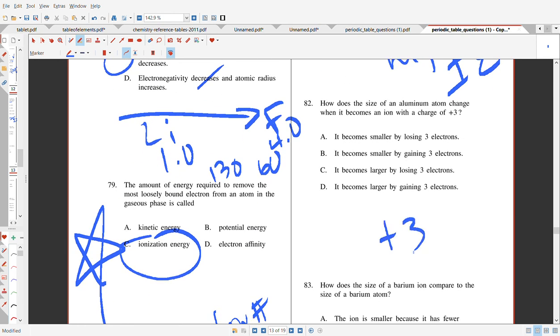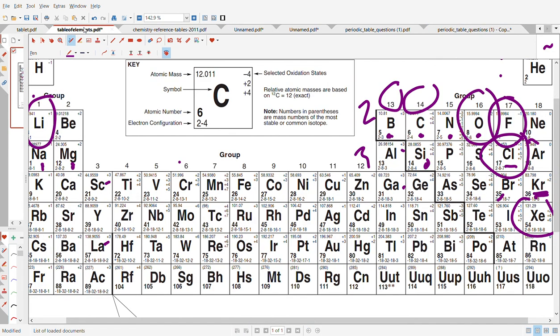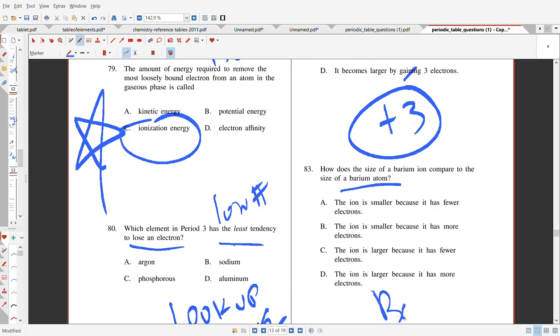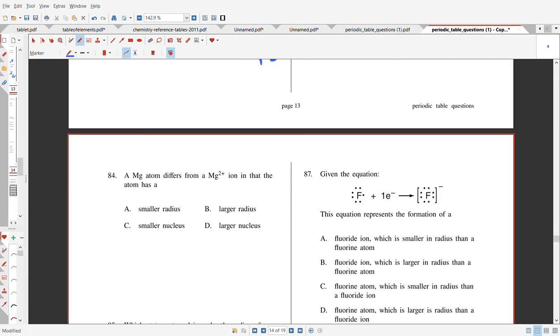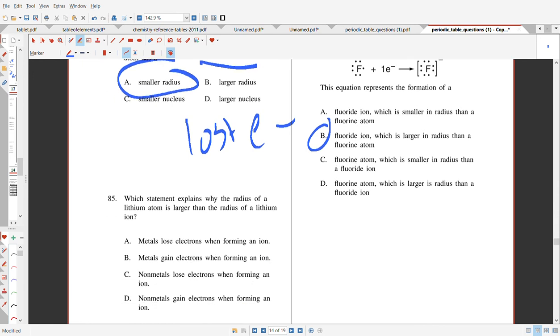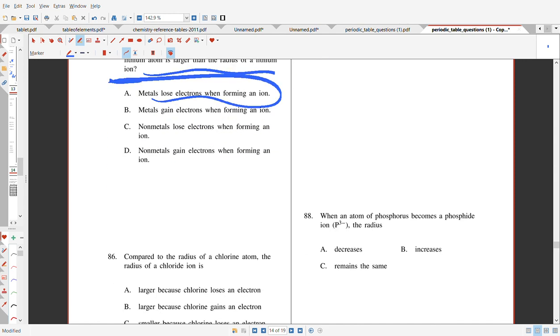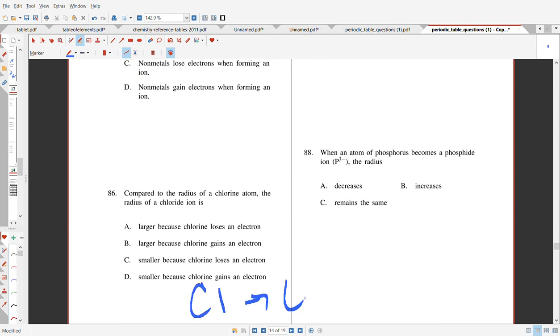Now, when you do +3, that means you lost 3 electrons, and you're smaller. What about barium? Let's look at what type of ion barium is. Barium becomes +2. So the ion is smaller because it lost electrons. Same thing here, Mg2+ lost electrons, so its radius is smaller. Here you gained an electron, so it's a bigger radius. Why is the radius of lithium larger than its ion? Because metals lose electrons, so they get smaller. Chlorine becomes Cl minus when you look it up.